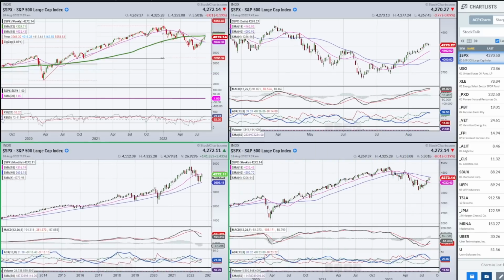The key thing I want to talk about today is the ADX on the daily. This is too strong right now to expect a big drop instantly. I know we're hitting a really key level. We're hitting the 200-day or the 40-week. We've got some resistance up here, 4,300, 4,400.